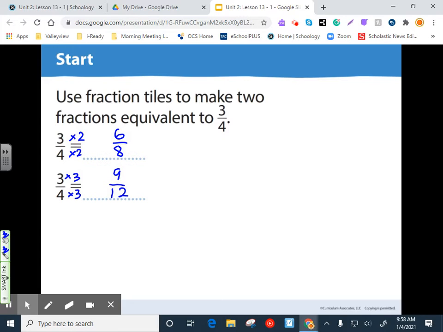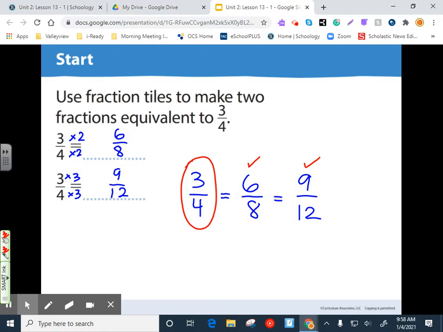And remember, equivalent fractions are fractions that are equal to each other. Because if you look at this, you know that all of these fractions on the right, like the 6/8 and the 9/12, can be reduced down to this 3/4. So they all are the same value, but they are considered what we call equivalent.